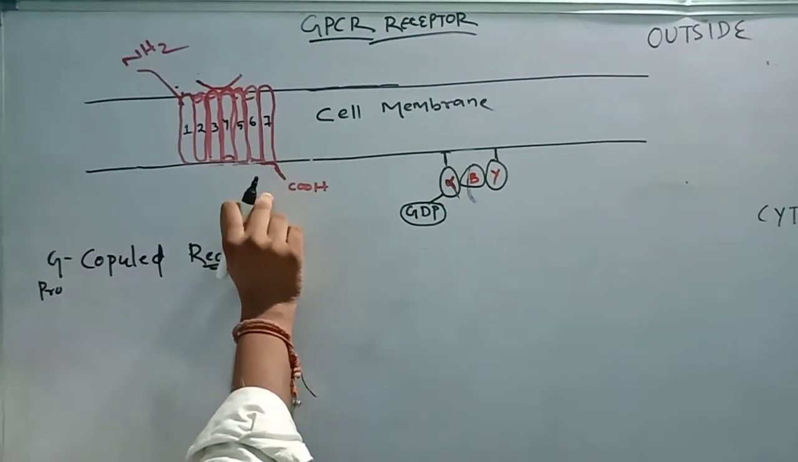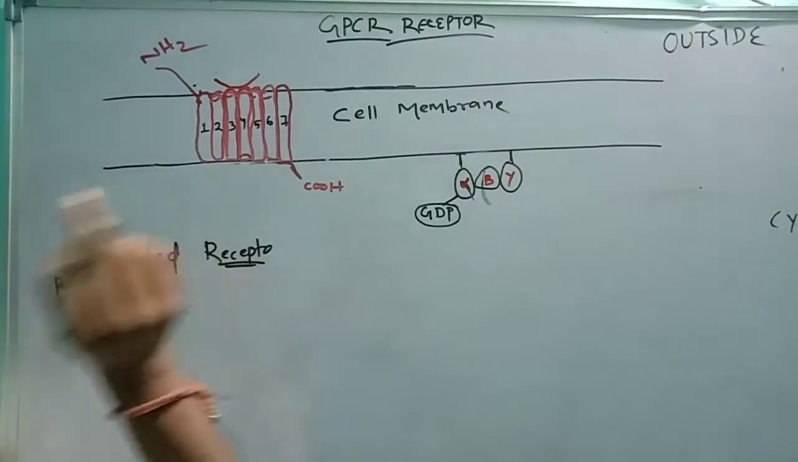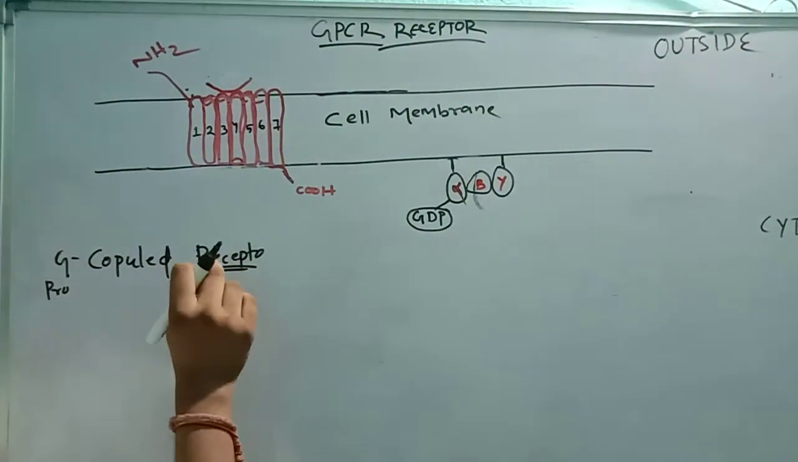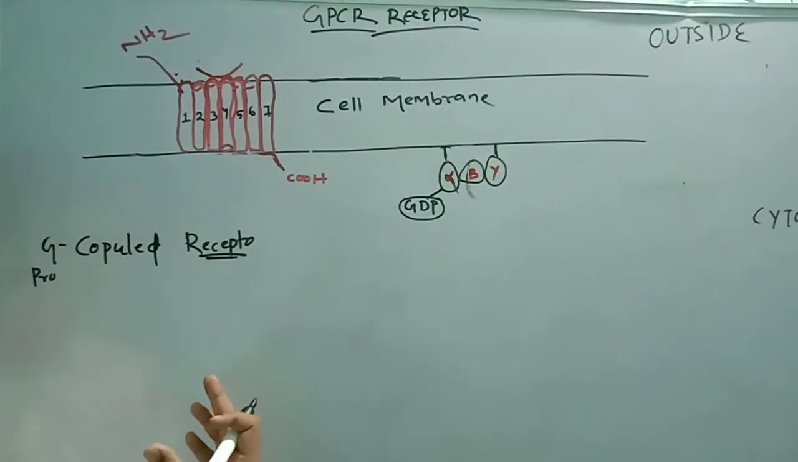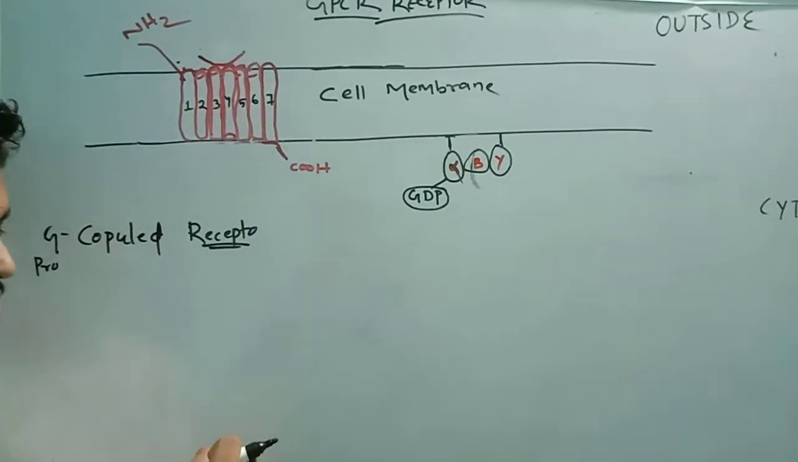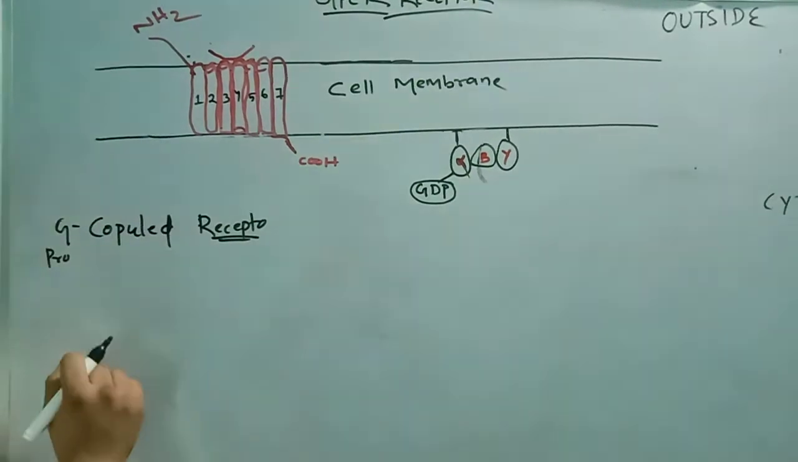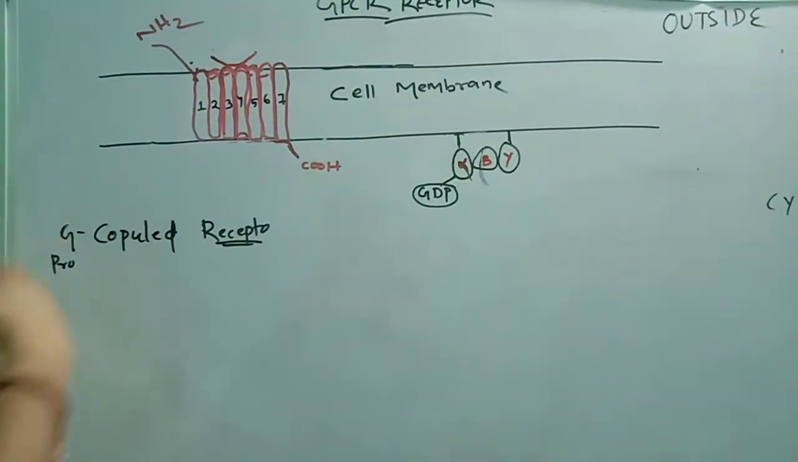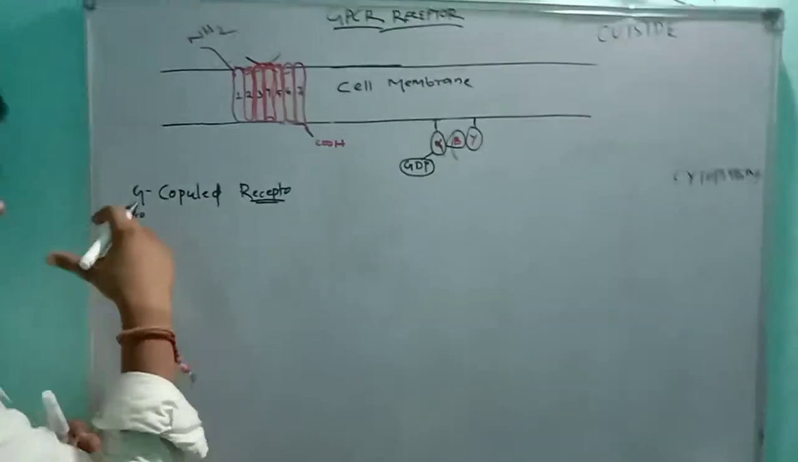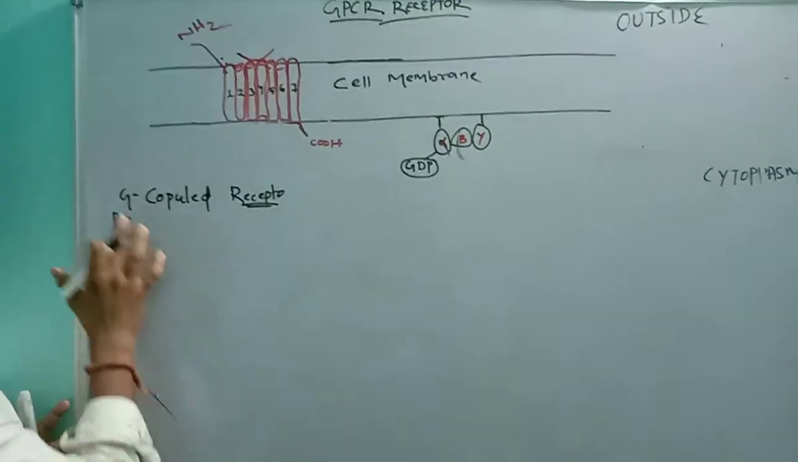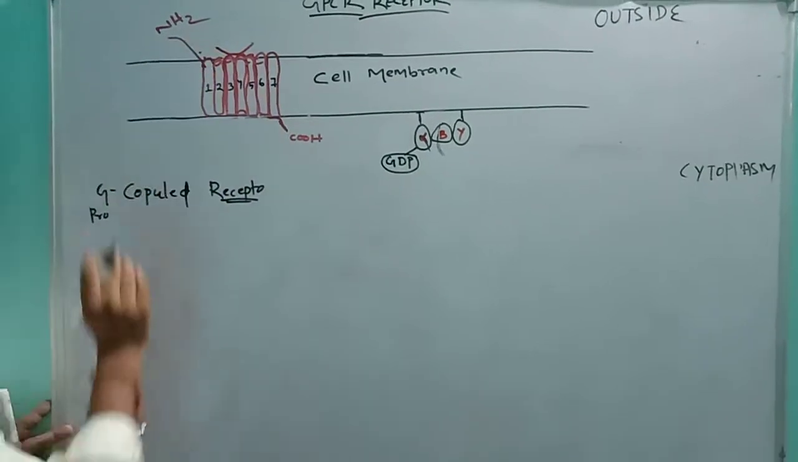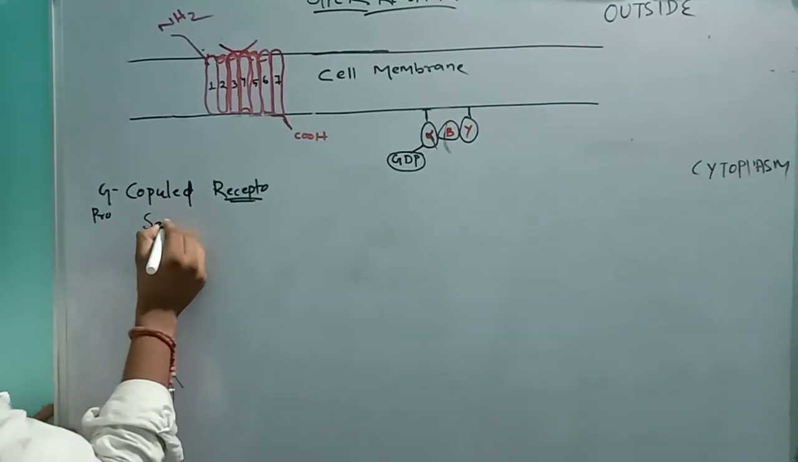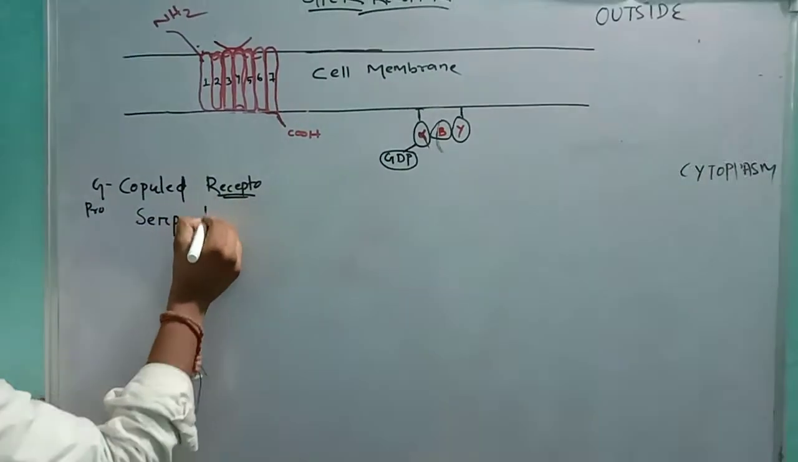That means this receptor is coupled with a protein which is in direct contact with guanine or guanosine components. Let's discuss these things clearly. We can understand easily after clarifying all these things. G protein coupled receptor, commonly called the GPCR receptor, is otherwise called a serpentine receptor.